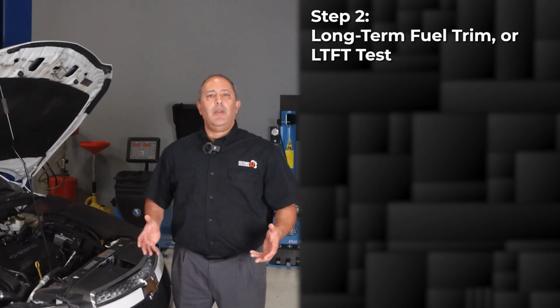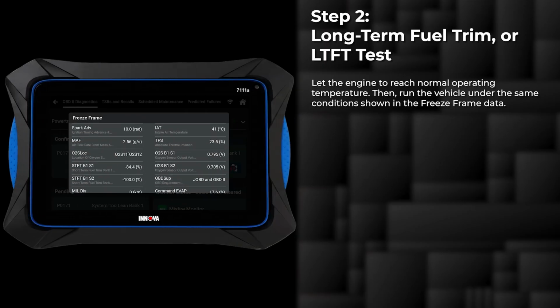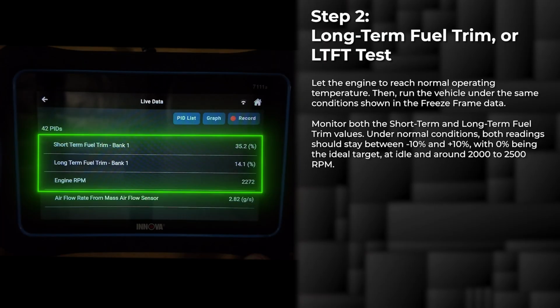Step 2. Long-term fuel trim, or LTFT, test. First, let the engine reach normal operating temperature, then run the vehicle under the same conditions shown in the freeze frame data. Monitor both the short-term and long-term fuel trim values. Under normal conditions, both readings should stay between negative 10% and positive 10%, with 0% being the ideal target, at idle and around 2,000 to 2,500 RPM.